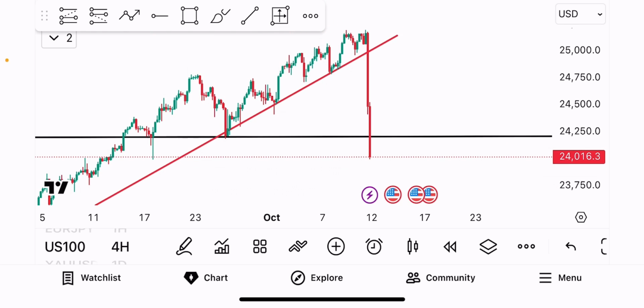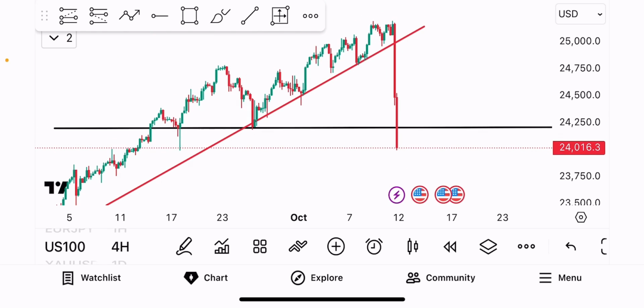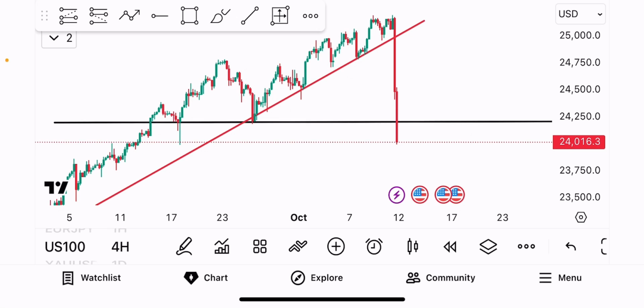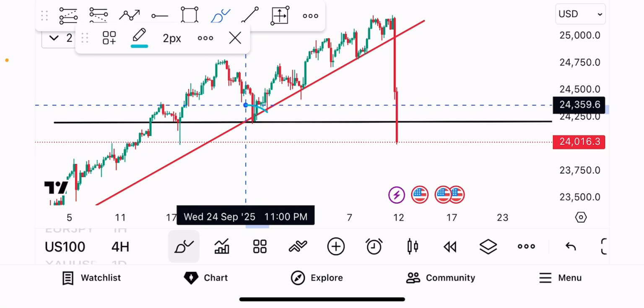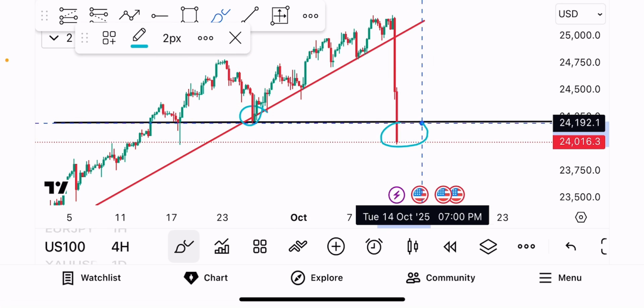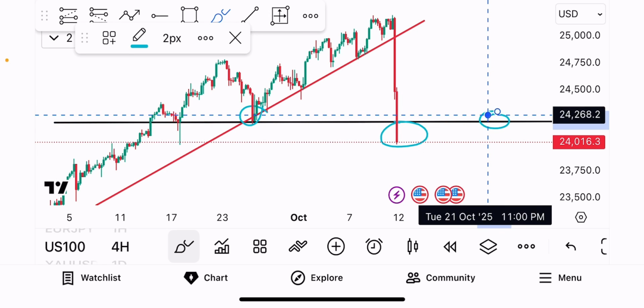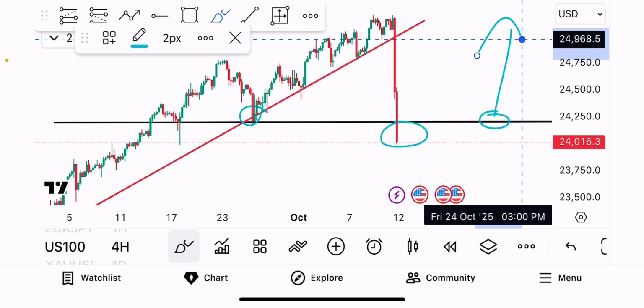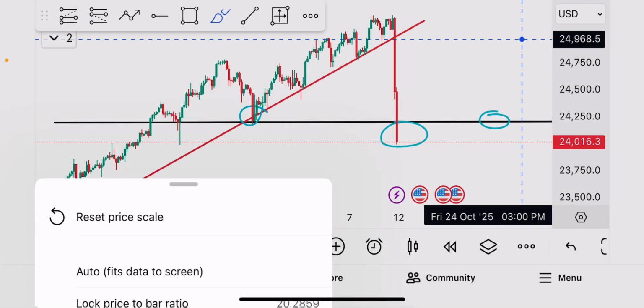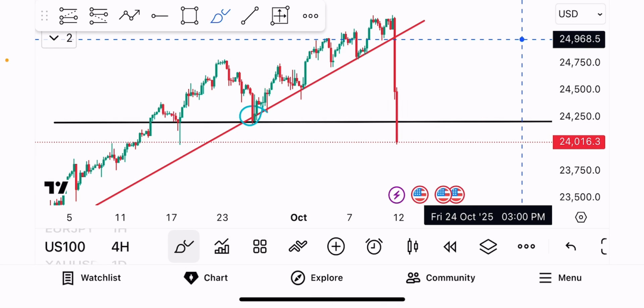Also, we still have a probability of seeing price make a rebound. Yes, we previously had buyers here, they panic sold, so there is every tendency that the market can still rebound and start to trade bullish. So that is the second scenario that we are likely going to see in US100, but we are going in for a sell.